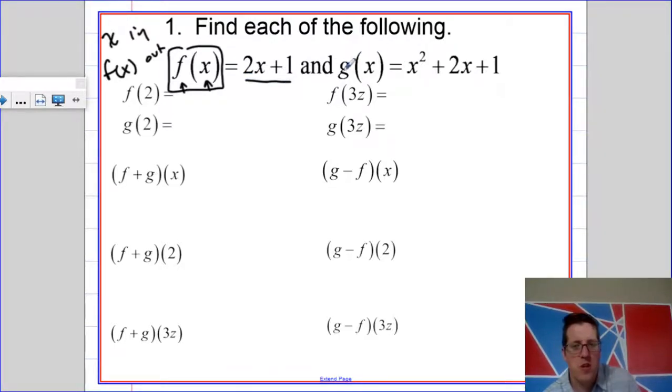Similarly, this is a function named g that takes x as its input, and the rule to get to the output is to square the input, add double the input, and then add 1. So let's start with this on the left side. f of 2 would be f with 2 plugged in, so 2 times 2 plus 1, that's 5. And g of 2 would be 2 squared plus 2 times 2 plus 1, which I think is 9.